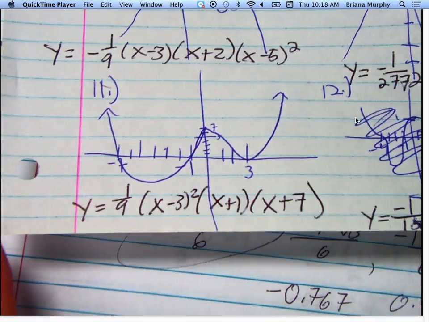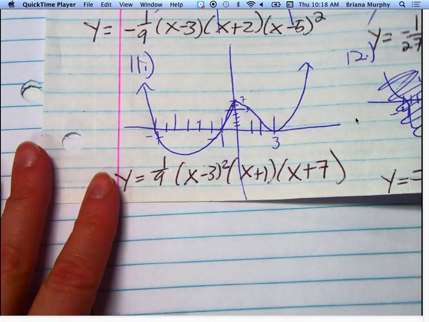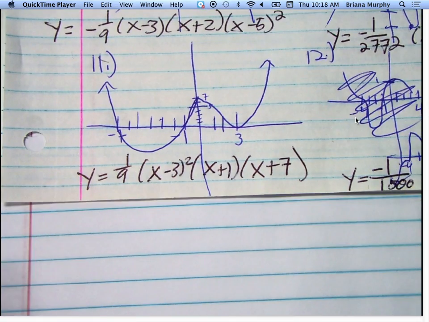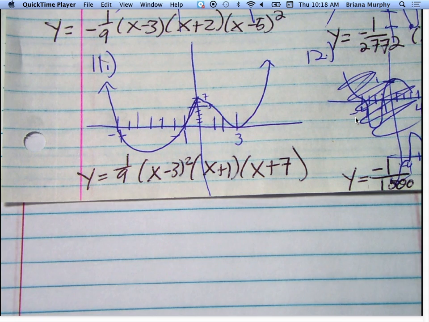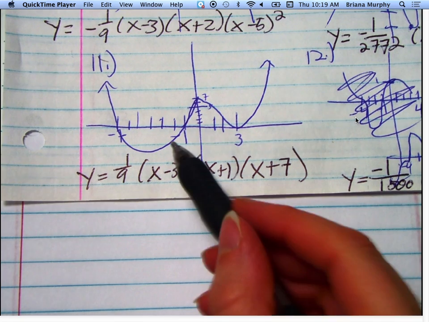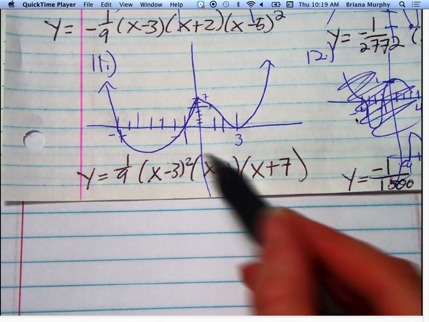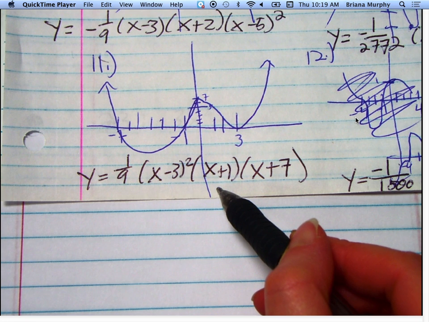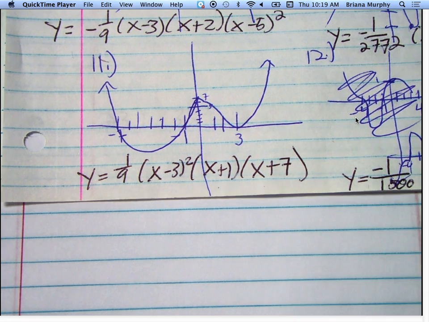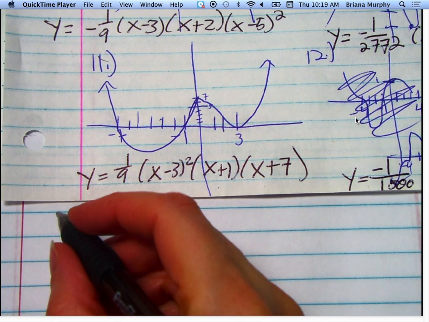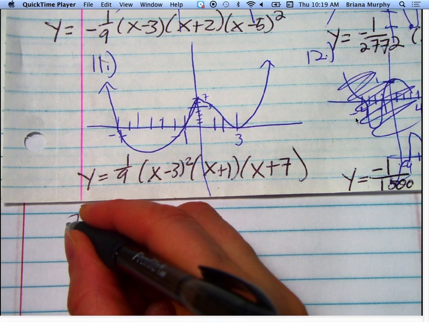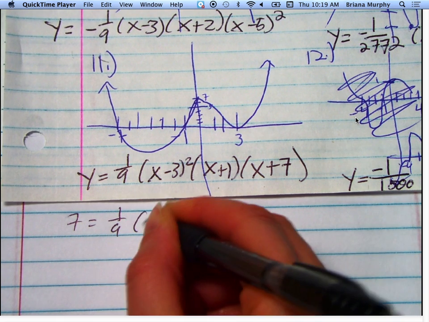Number 11, first of all, is a graph that looks like this. Okay. So number 11 says roots x equals 3 two times, x equals negative 1 one time, x equals negative 7 one time. Okay, and it wants us to go through 0, 7. So I put 7 for my y, and I change all of these x's to 0.